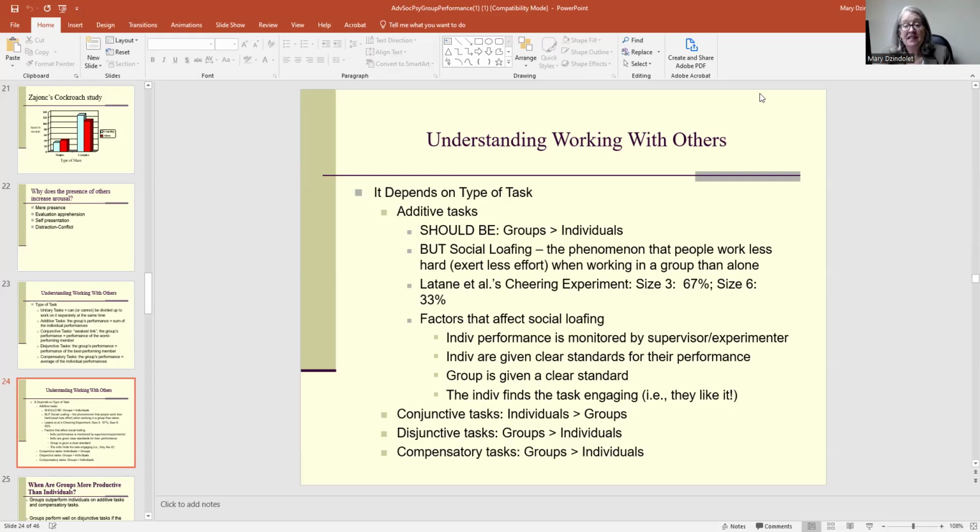Now, additive tasks, the groups should be doing better than the individuals because in a group, you get to add up everyone's performance. Individually, they're alone. So obviously groups should do better. But we have this weird thing that goes on. Most of the time when people are in groups, they don't work as hard. We call it social loafing. So social loafing is the phenomenon that people exert less effort when they're working in a group rather than when they're working alone.